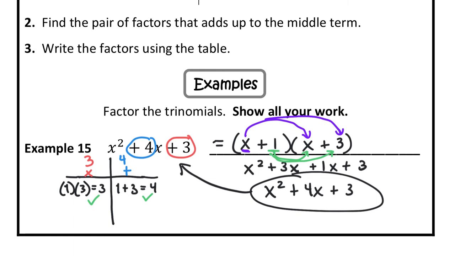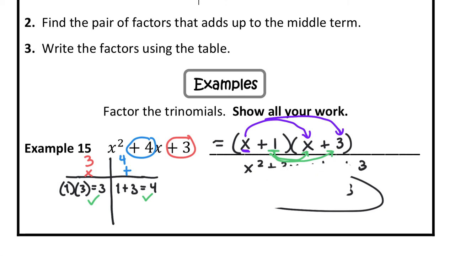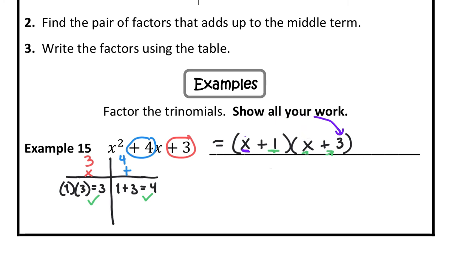So that's the idea behind the problem. We're trying to figure out what numbers multiply to give me the term at the end, and then add to give me the term in the middle. So this is my answer here.